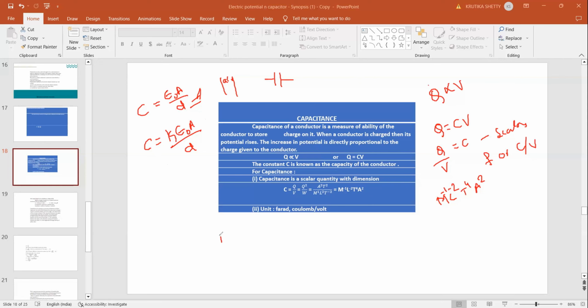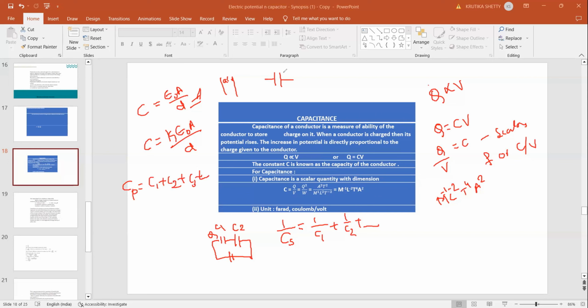Now, when you connect two capacitors in series, this is my C1 capacitor, this is my C2 capacitor connected to the battery. In series, the charge flowing through the capacitors will be Q. It is given by 1 by Cs is equal to 1 by C1 plus 1 by C2 plus and so on. When they are in parallel, Cp is equal to C1 plus C2 plus C3 plus and so on. It depends on how many capacitors you have.